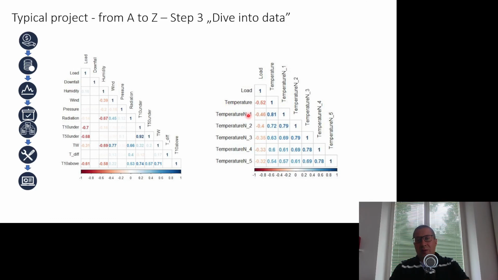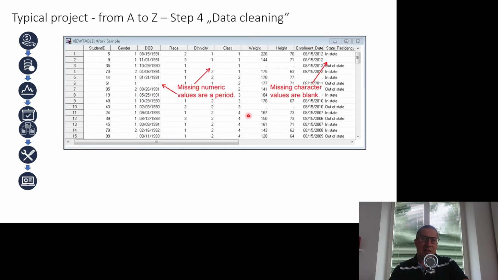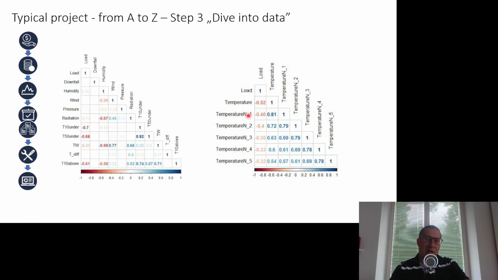I would like to tell you about the next steps, about the data cleaning and wrangling step, about the creation of machine learning algorithms in the next video.